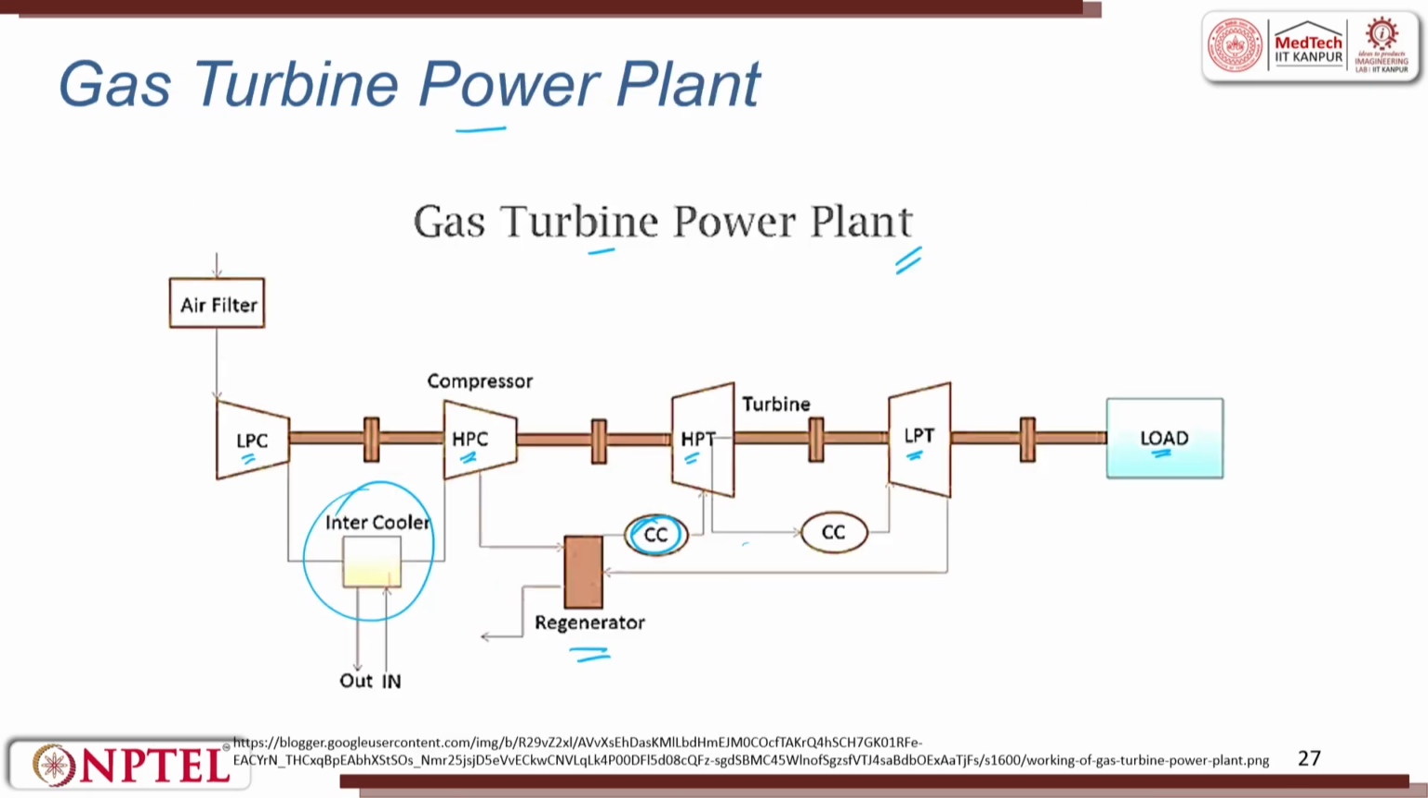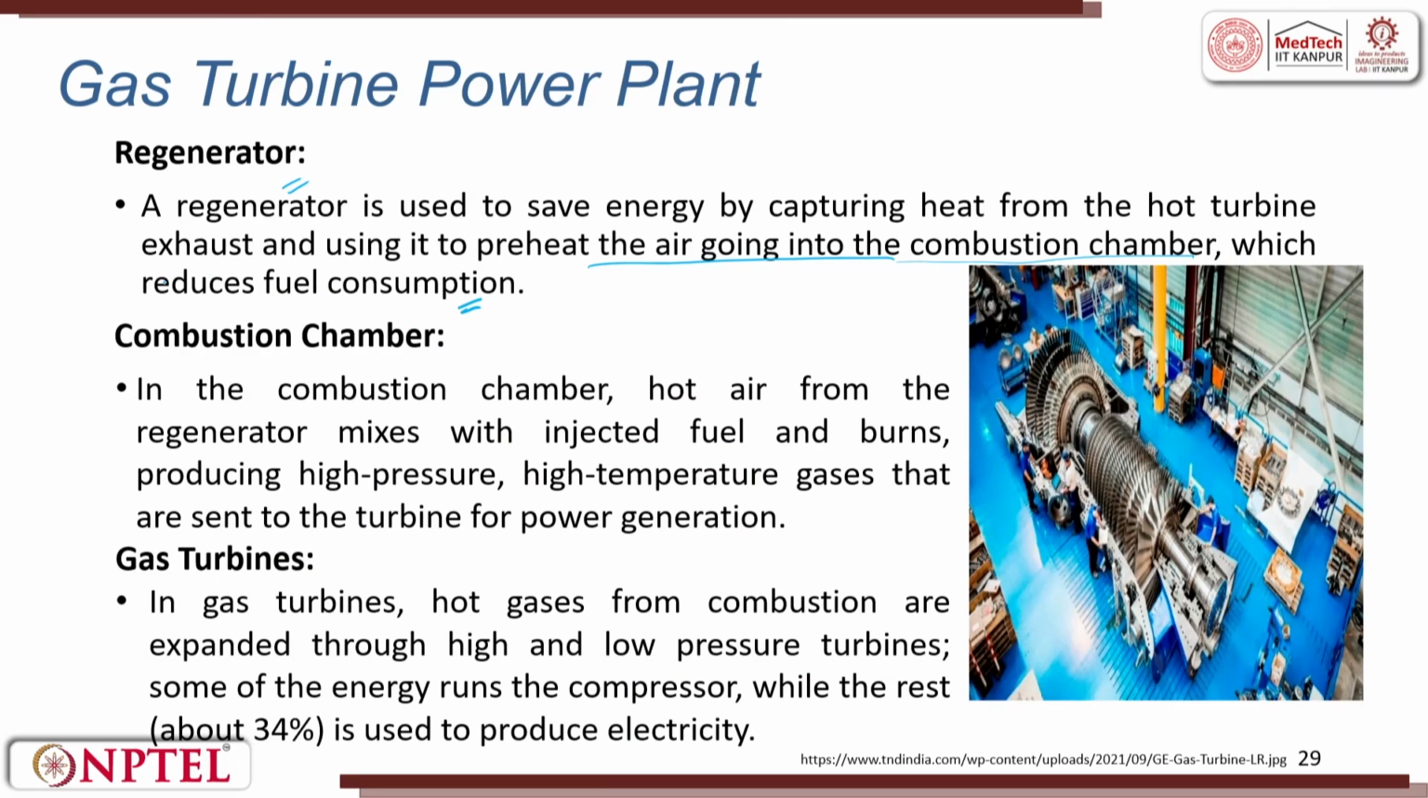The regenerator is used to save energy by capturing heat from the hot turbine. Where is the hot turbine? There is the hot turbine, the high pressure turbine. From the hot turbine exhaust and using it to preheat the air going into the combustion chamber with reduced fuel consumption. CC or combustion chamber. In the combustion chamber, the hot air from the regenerator mixes with the injected fuel and burns, producing high pressure, high temperature gases that are used to run the turbine blades.